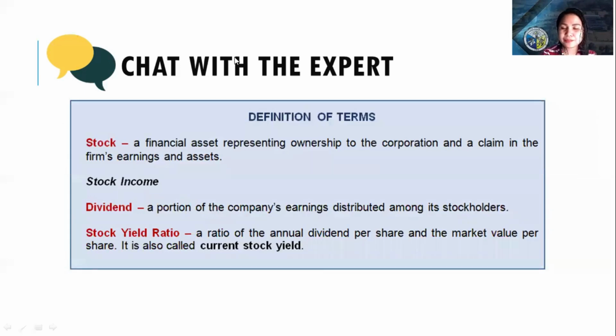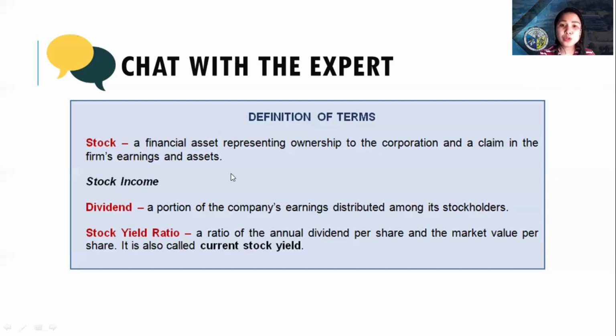What is a stock? A stock is a financial asset that represents the ownership to the corporation and claim in the firm's earnings and assets. Here, once you'll buy stocks, have you seen stocks for sale? Like you open a newspaper, you'll see there Jollibee Corporations, SM, Ayala Land. If you'll buy a stock, it means that you are buying ownership rights to a certain company or corporation. So if you are a stockholder, you are automatically a co-owner of that company.